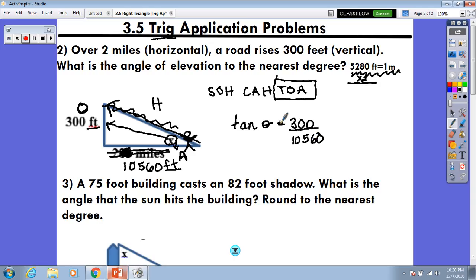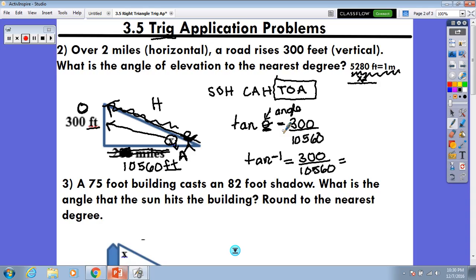And remember, in our calculator, whenever we're solving for an angle, when they do not give you the angle, then you use the inverse function. So I'm going to use tangent inverse 300 divided by 10,560. And that's going to give me my answer. Okay? You only use the inverse when you're solving for an angle. Alright, so I have to hit second and then my tangent button. 300 divided by 10,560. And remember to put fractions in your calculator, you're using division.